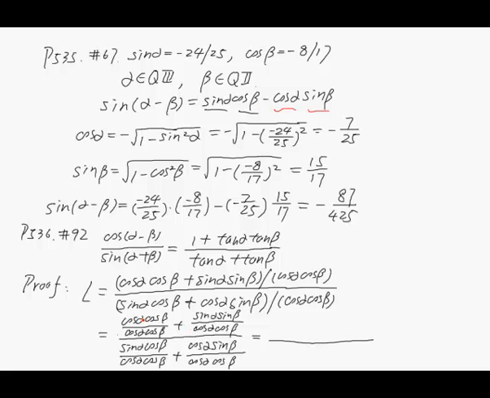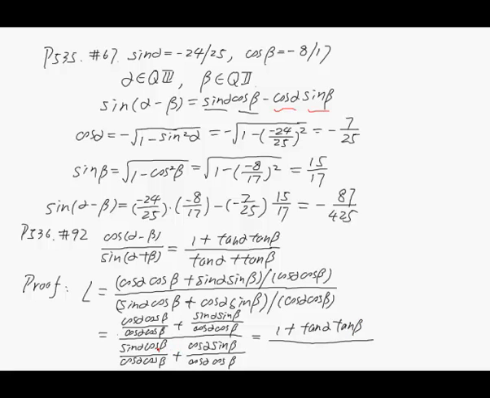So this guy just cancels, you get 1, right? And the same term in the numerator, this sine alpha over cosine alpha, you get the tangent alpha. Sine beta over cosine beta, you get the tangent beta. Right. Now let's look at the denominator.